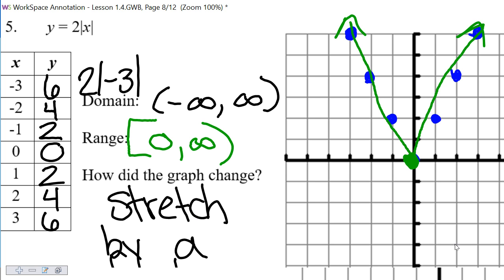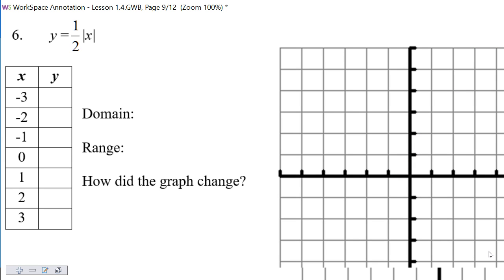Okay, the next one. Now we have a 1/2 out front. So take the absolute value first, then multiply it by a half. If I put a -3 right here, what's the absolute value of -3? 3. And what's half of 3? 1.5. I put a -2 right there. What's the absolute value of -2? 2. And what's half of 2? 1. If I put a -1, what is the absolute value of -1? 1. And half of 1? 0.5.